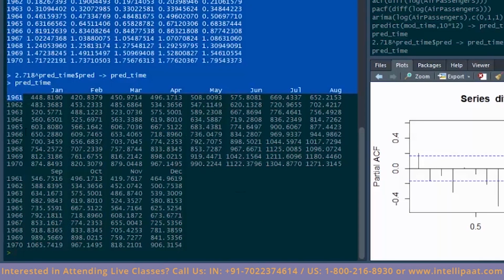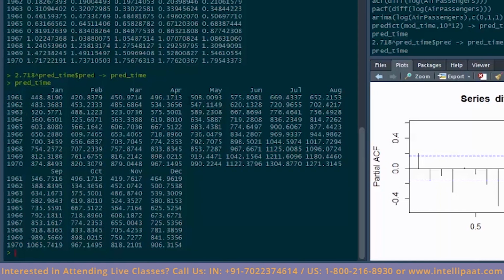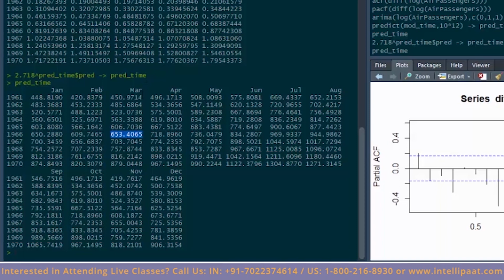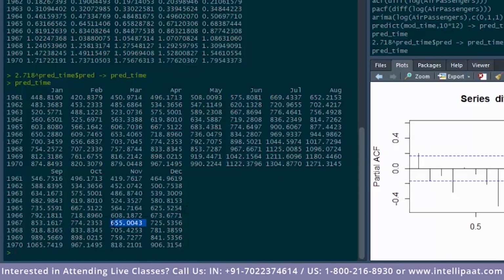So guys, these are the predicted values. So we get predicted values from 1961 to 1970. So let's have a look at this entry. The number of passengers for March 1966 would be 653. Similarly, the number of passengers for August 1970 would be 1271. And similarly, the number of passengers for November 1967 would be 655. Again, if we have a look at this, the number of passengers for May 1970 would be 990. So guys, we have successfully forecasted values for the next 10 years.